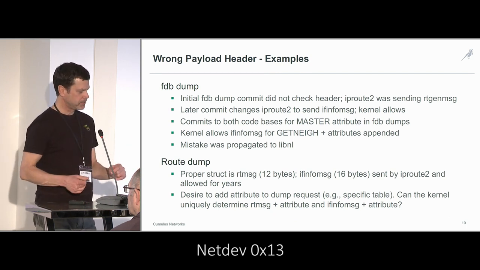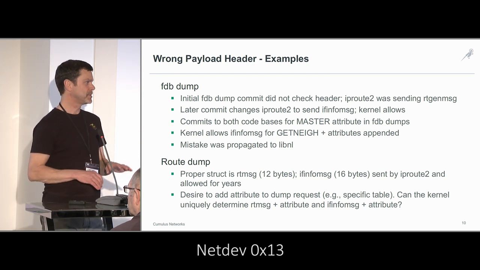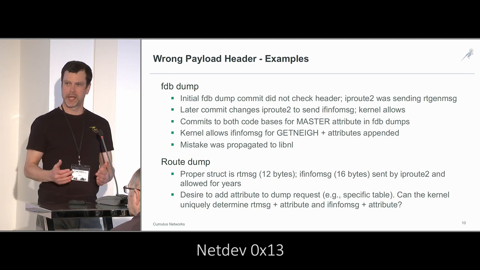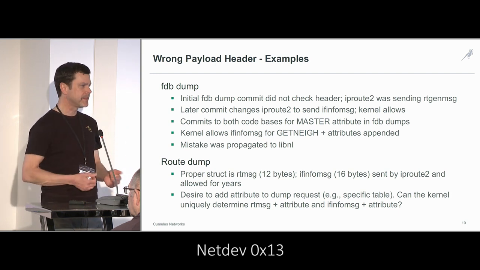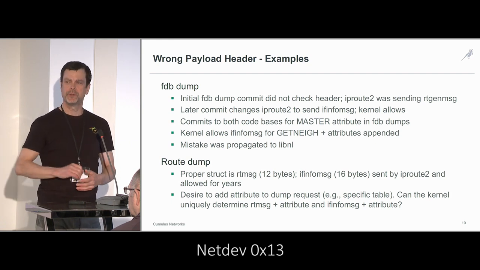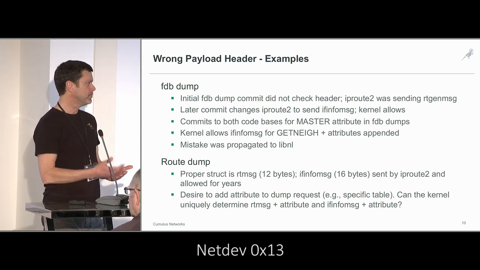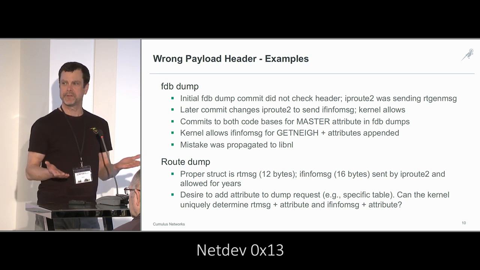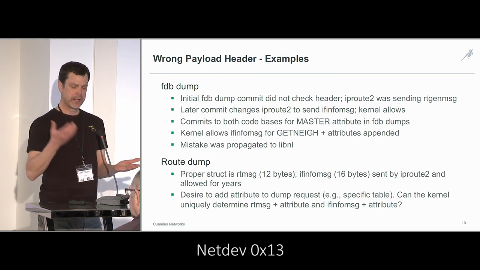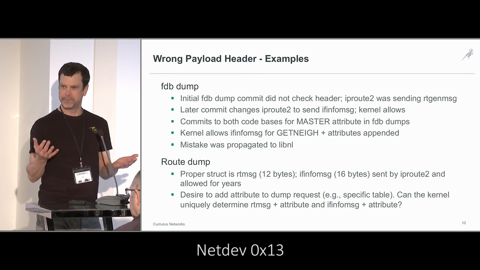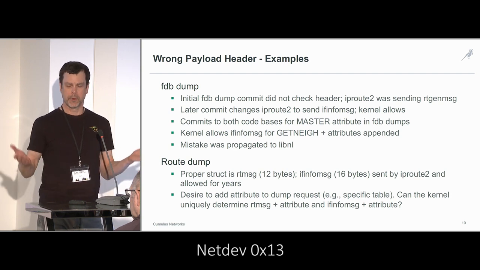Then other people come along, me, and I do things like VRF. Immediately I know that if I'm dumping tables, I don't want to dump all the tables. I want to be able to say, just give me this one specific table. I'm only interested in route table 1001. So I go to add that to the kernel. I can't. How can I add that attribute to the RT message header, and have the kernel uniquely identify that it's an RT message plus this table request, as opposed to an ifinfo message and that VF function filter that was added to the end of it? You get into this problem where the kernel cannot uniquely identify what the request is. So, can't do it.